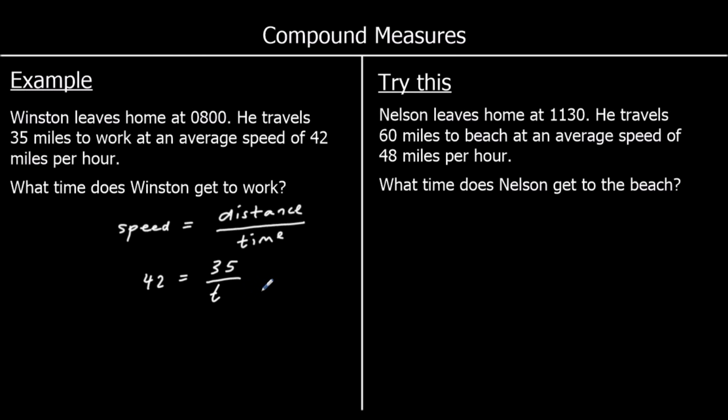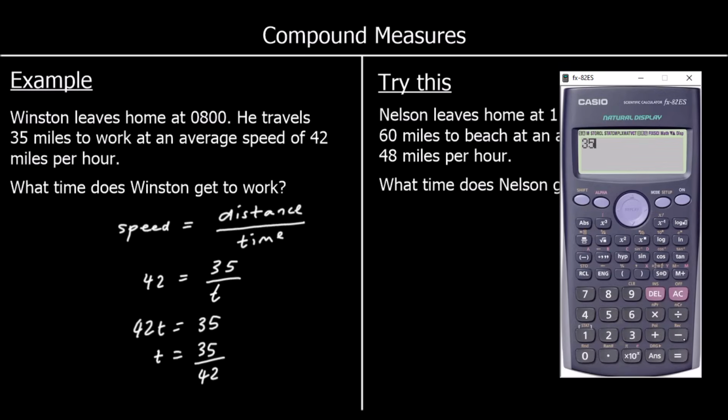So 42 equals 35 over t. How can we find out what the time is? If we multiply both sides by t, we get 42t equals 35. And we've got 42 multiplied by t. To get rid of a multiplication, we divide. So divide both sides by 42, which gives us a time of 35 over 42. 35 divided by 42 is 5/6.